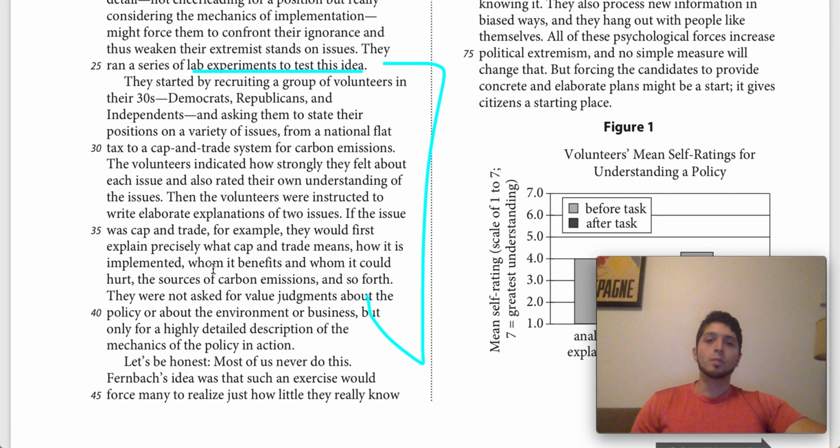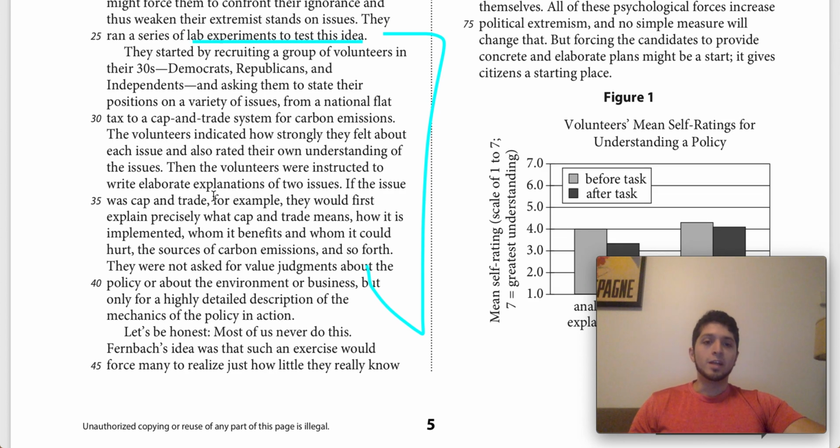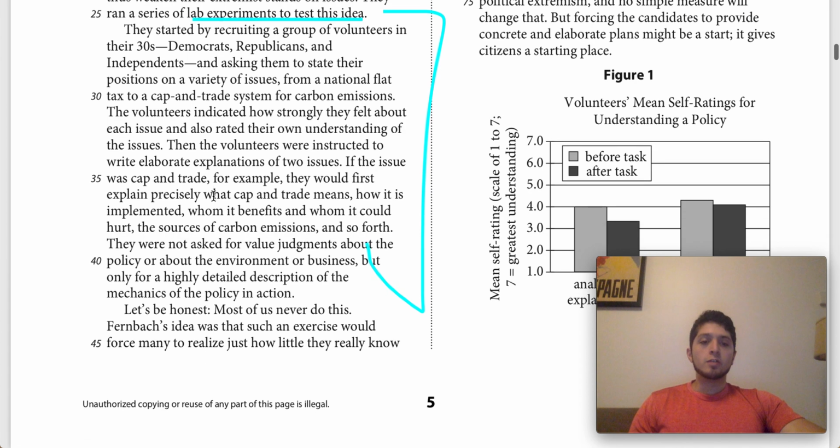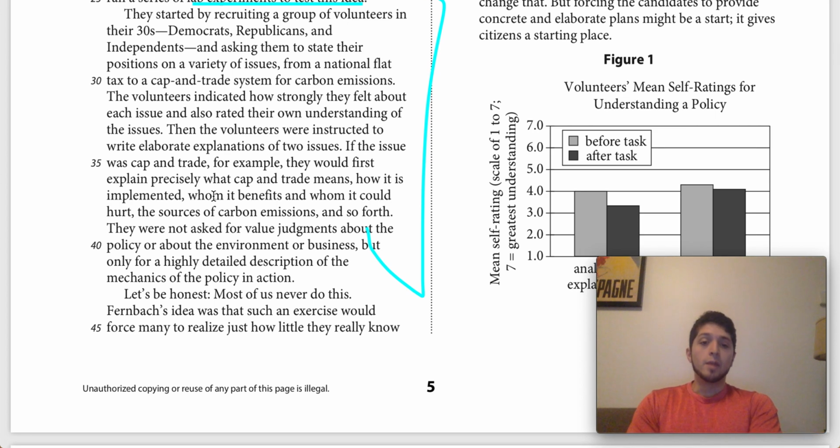So it starts by saying they started by recruiting, and it explains who they recruited. Then it says that the volunteers indicated how strong they felt about each issue. Okay. Then the volunteers were instructed to write elaborate explanations. And then it gives an example of that. And then it says they were not asked for value judgments about the policy or about the environment or business, but only for a highly detailed description of the mechanics of the policy in action. So basically what this paragraph is doing here is sort of just explaining the design of the experiment.